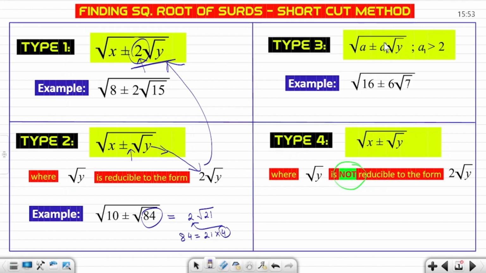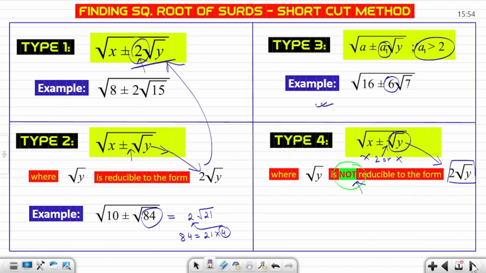Type 3: before root y, the coefficient is a1. a1 should be greater than 2. Example here, 6. And in type 4, it does not have a coefficient 2 or any other coefficient, and y is again not reducible to the form 2 root y. It is not reducible here, see.